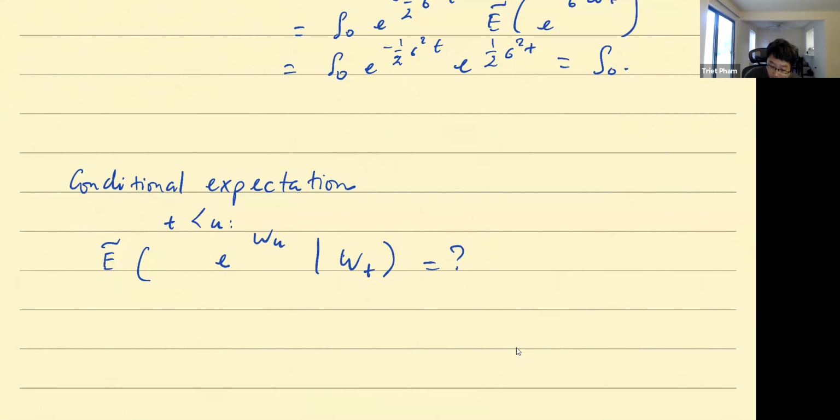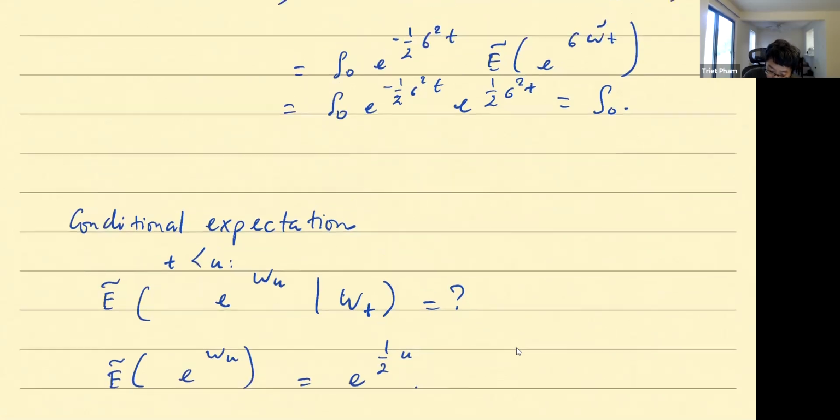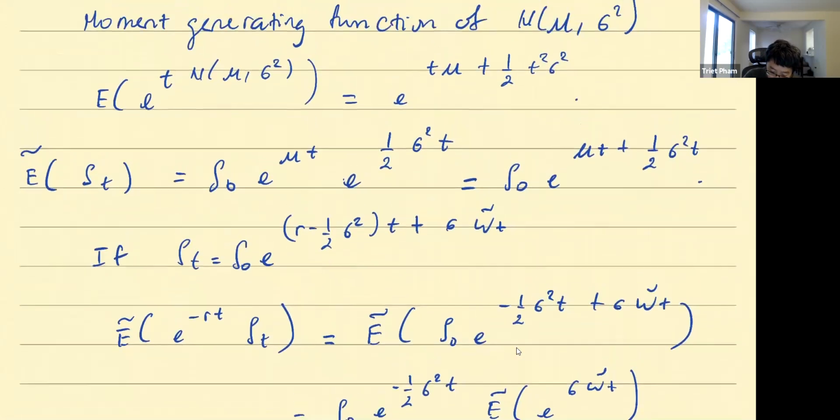So again, pay attention. If I have no conditioning, suppose I want to do this only, then this is simple. The answer will be e to the 1/2 u. That's it, coming from, again, this formula.